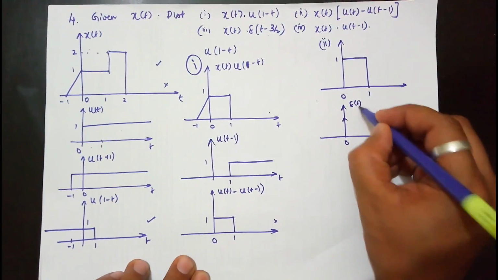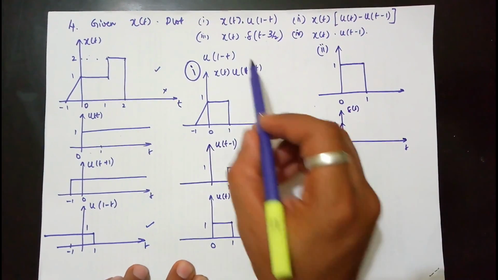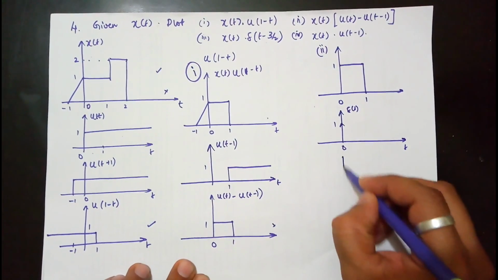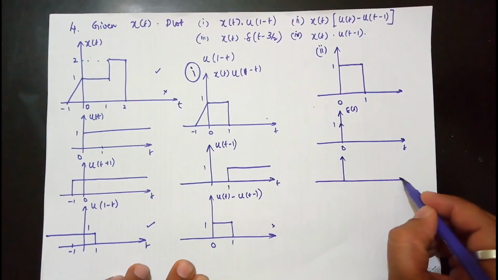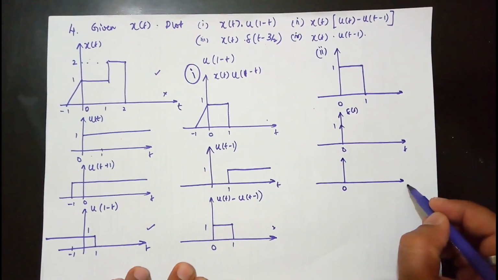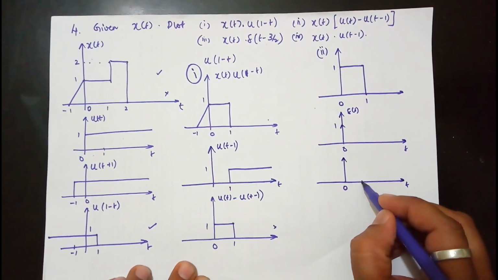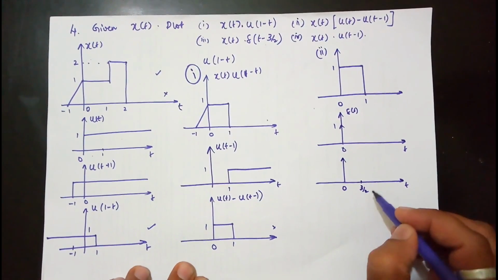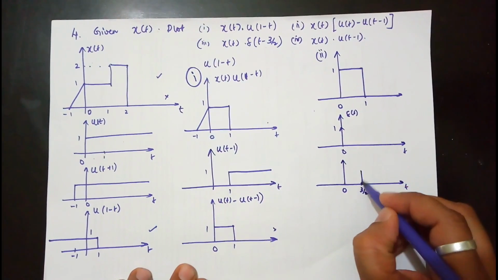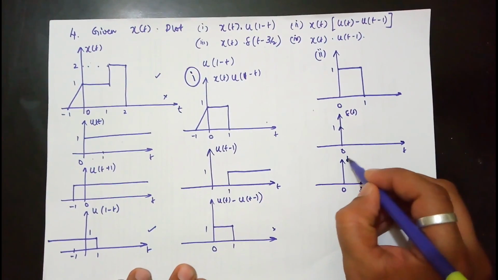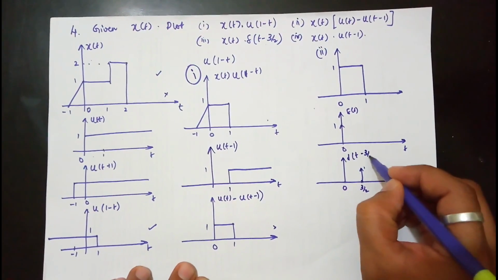So this is your delta of t with an amplitude of 1. Now delta of t minus 3 by 2 is shifted right by 3 by 2. Now 3 by 2 is valid on a continuous scale, so 3 by 2 is 1.5. So amplitude here will be 1, and this will be delta of t minus 3 by 2.